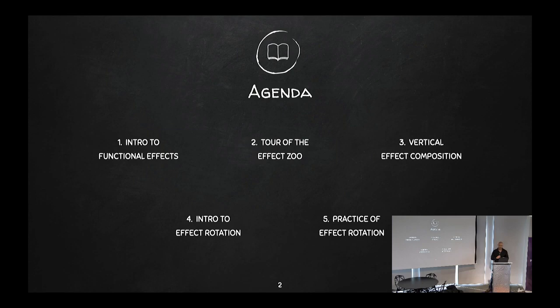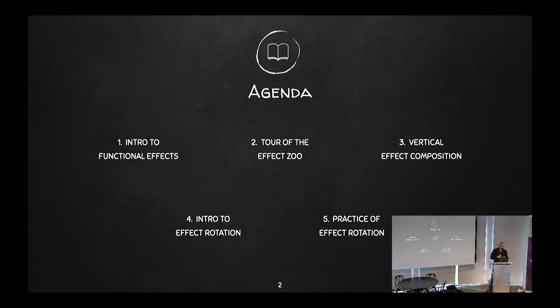Then I'll talk about vertical effect composition. So when we have different types of effects, how can we combine them to get something that has their composition of effects? And there's one particularly popular way of doing that that originated in Haskell that is known as monad transformers. And monad transformers work reasonably well in Haskell, even though they're not perfect. They work less well in Scala. And tonight I'll be talking about some of the reasons why that is.